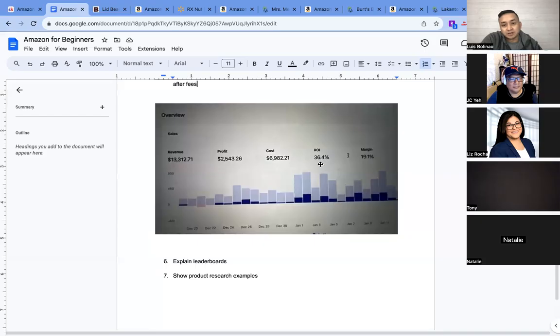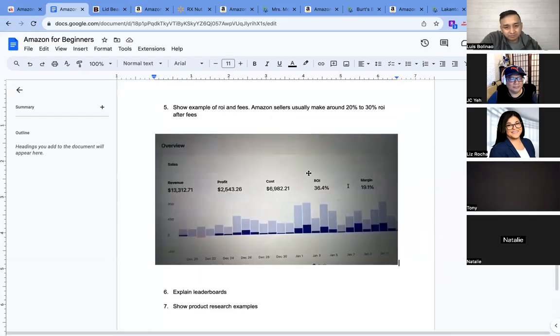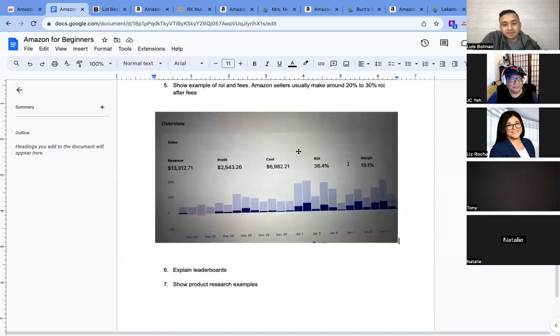I mean, this one's kind of higher. So what does that mean, right? As far as mathematics or math. For this example, this seller sold $6,982 worth of inventory, right? And this person made $2,500 from this amount, which gives you a 36% ROI, right?